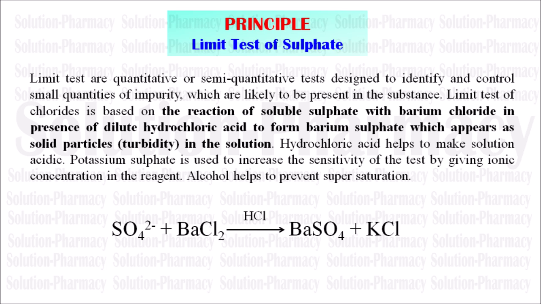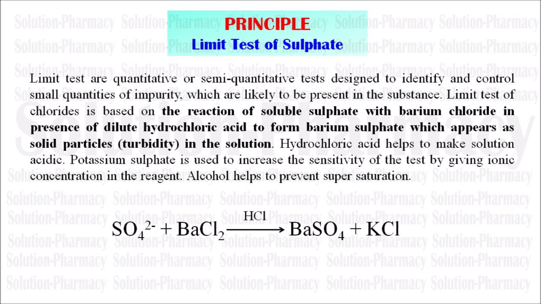In the limit test, turbidity or color or a stain or opalescence produced by the reaction of the impurities which is present in the test sample with the reagent we used is compared with the standard turbidity, color, stain or opalescence produced by the reaction of known amount of impurities, means standard, with the same reagent we used in the test. Next, what is the principle of limit test of sulfate?